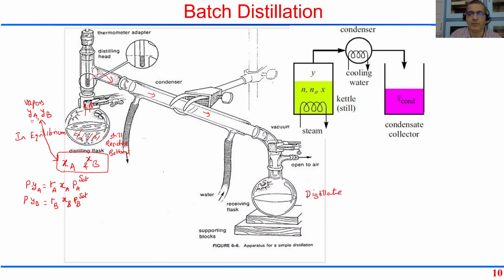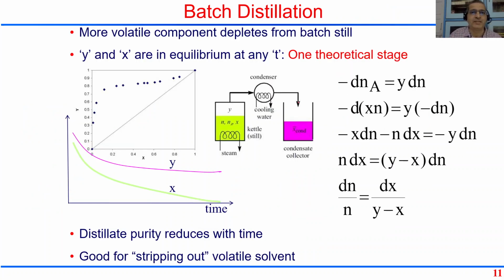Now let's recall how we relate these compositions and quantities. Okay, it's a simple distillation. You might have already done an experiment called differential distillation. It is nothing but you relate the compositions and the mole fractions and the quantity that remains in the still.